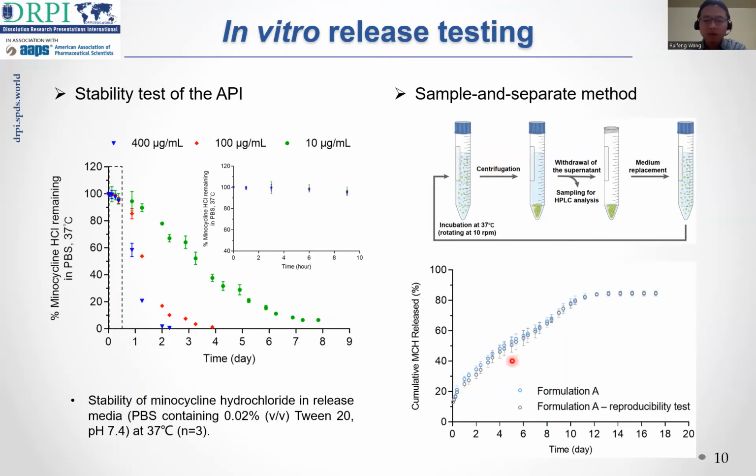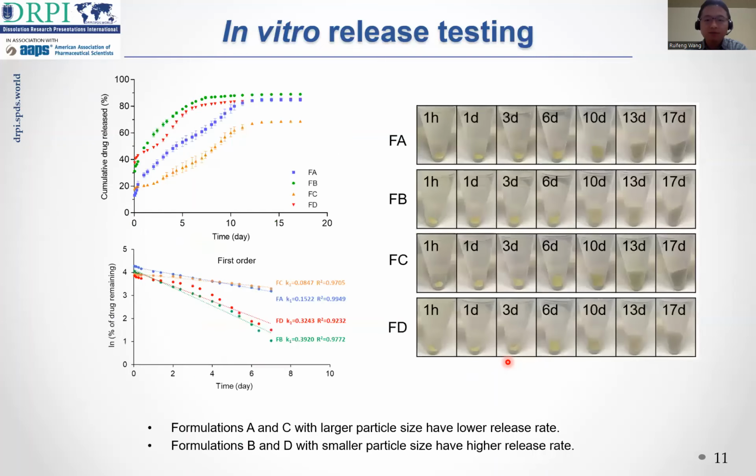A reproducibility test was performed using the same batch of formulation A. Their release profiles can be basically overlapped. So the current in vitro release testing method has good reproducibility.